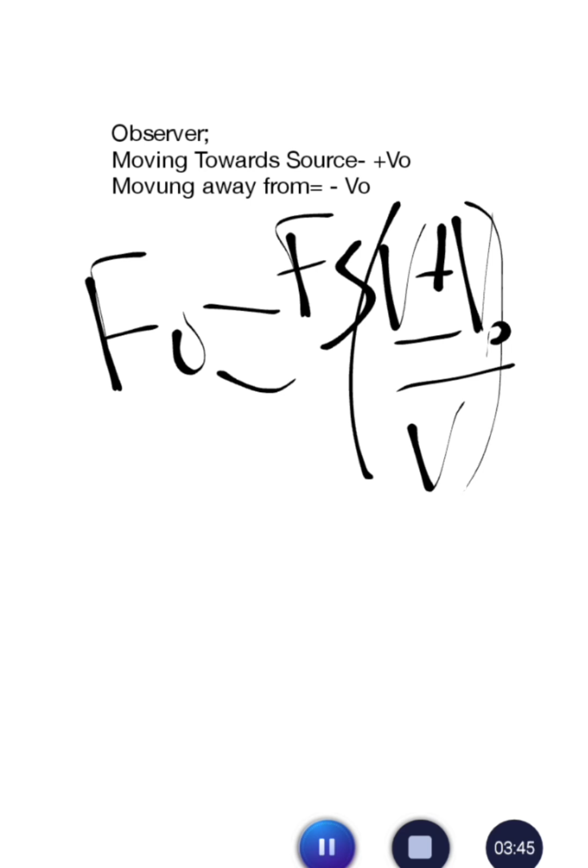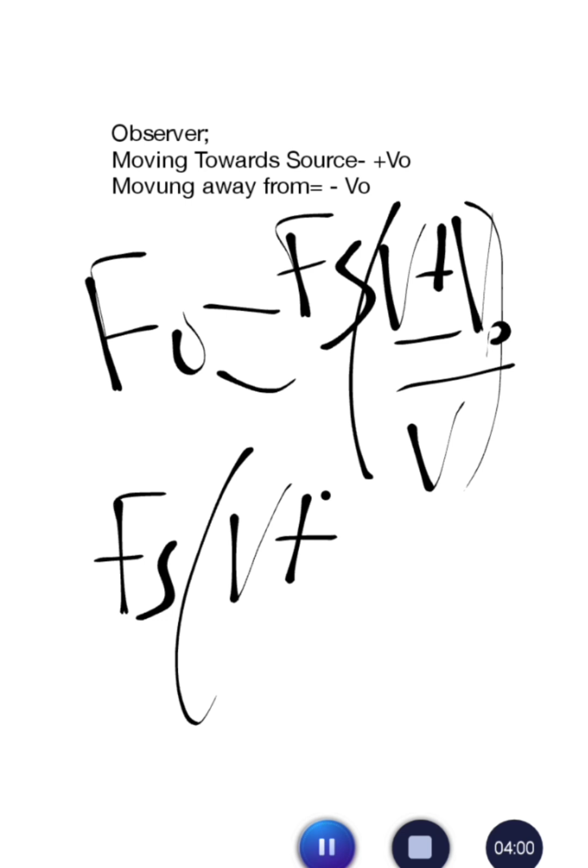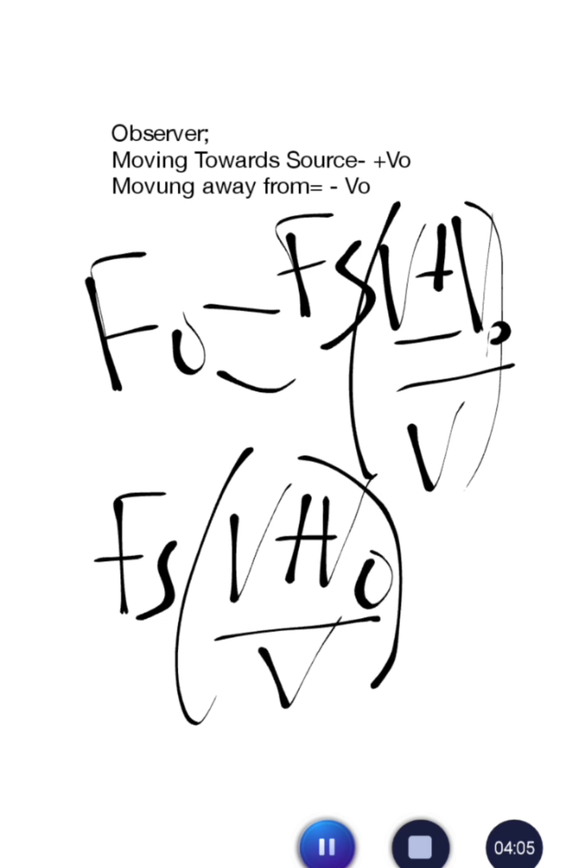So when the observer is moving toward the source, there is positive: fo = fs (v + vo) over v, because the observer is moving toward the source. But when the observer is moving away from the source, we use this formula with negative where there was positive. So this is the case of the observer. Now what about the case of the source, if the source is the one moving?